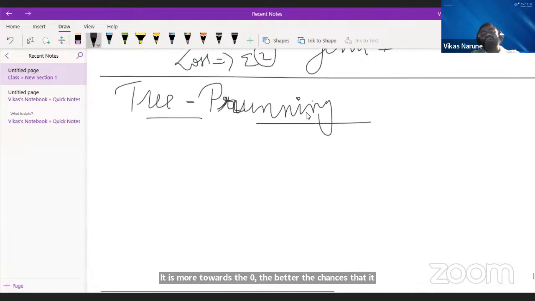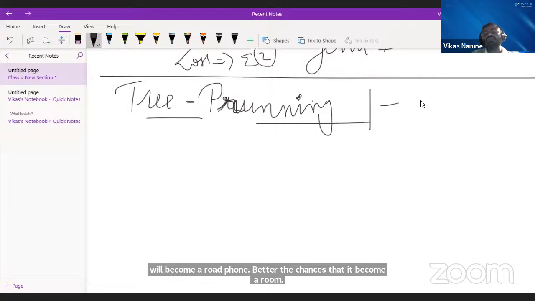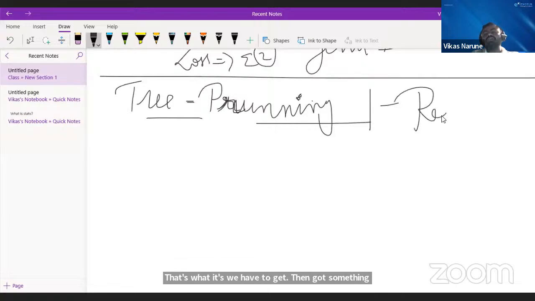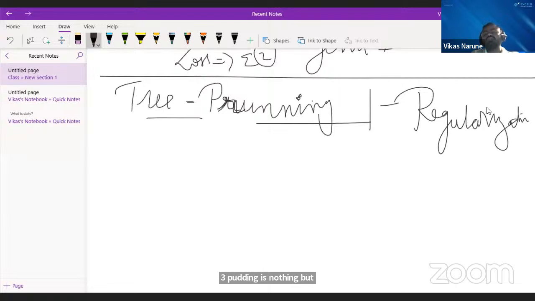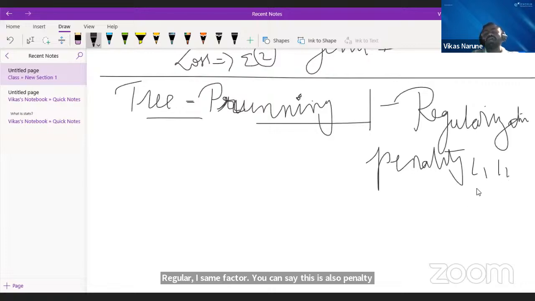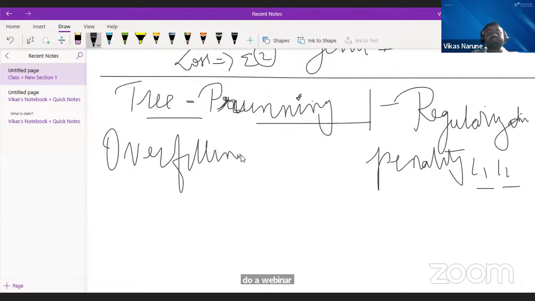Then, guys, something called tree pruning. Let's imagine this way. Tree pruning is nothing but a regularization factor, or you can say it is also a penalty. Like in regression, we have an L1 penalty and L2 penalty, and no need to explain why we do a penalty. When we have an overfitting situation, at that time we have to introduce this concept of tree pruning.